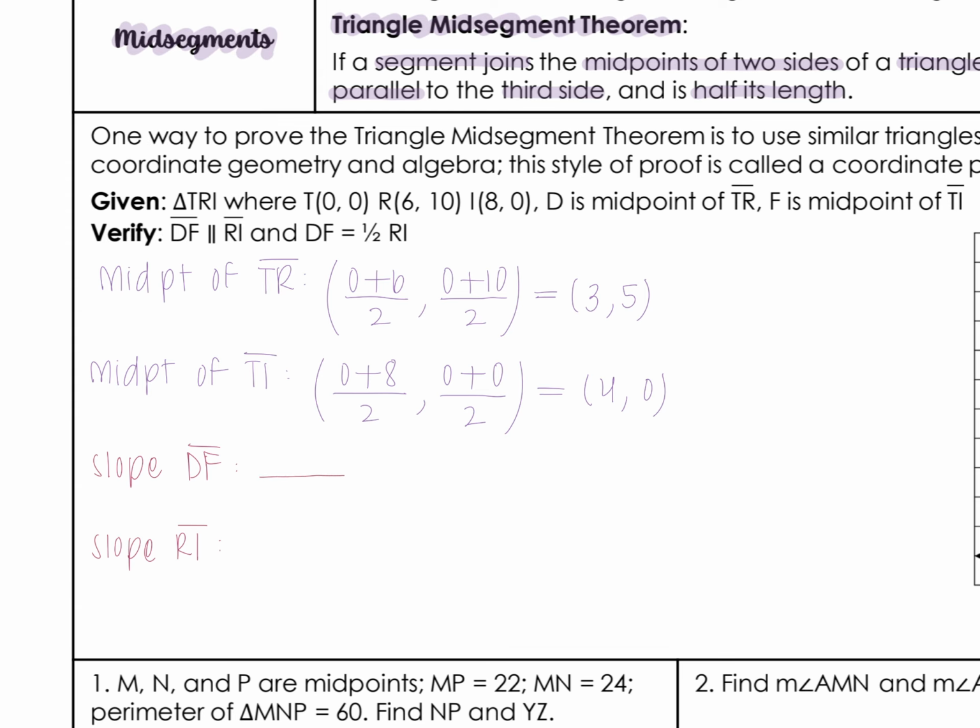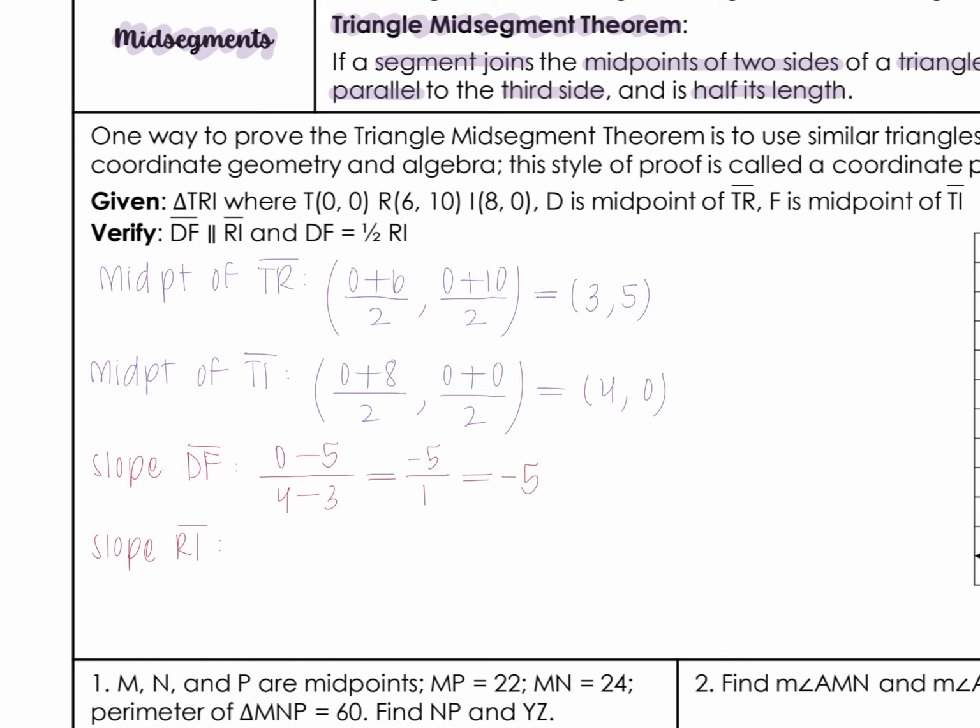Okay, so DF, those were the midpoints. Those are the points up here that I just found. So to find that slope, I'm going to do 0 minus 5, and then 4 minus 3. So the difference of my y's divided by the difference of my x's. And I'm going to get negative 5 over 1, which will just simplify to a negative 5 slope.